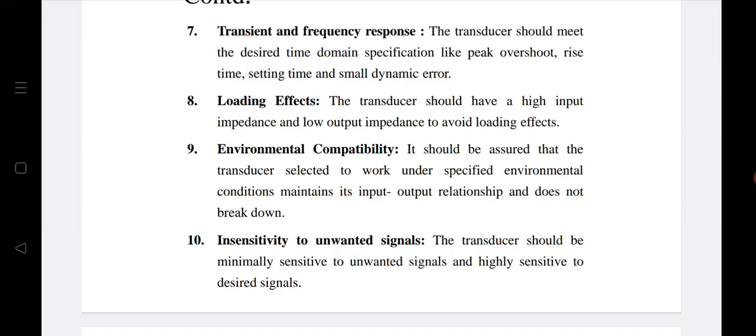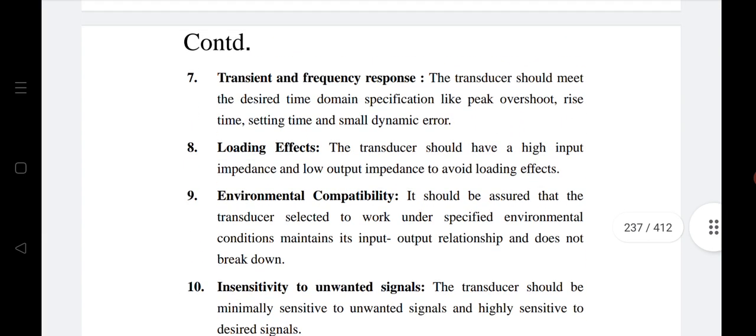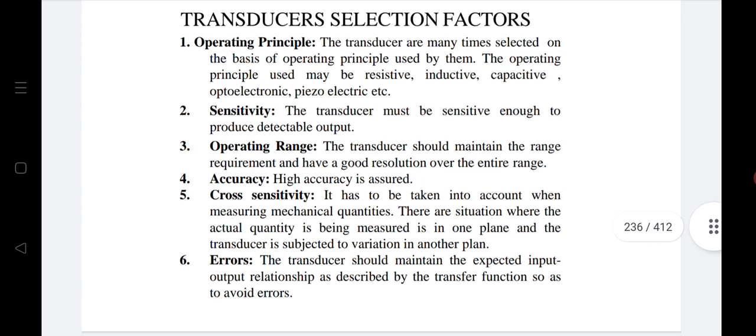And the next one is insensitivity to unwanted signals. The transducer should be minimally sensitive to unwanted signals and highly sensitive to the desired signals. Everyone takes into consideration that the desired signal should be generated in a proper way, whereas the noise signal should be avoided. These are a few of the factors you are going to consider when you select your transducer.